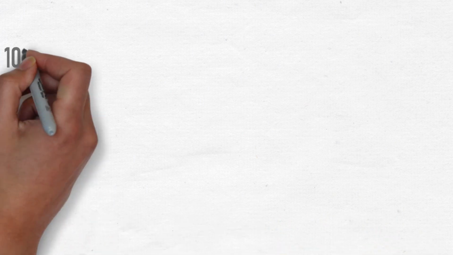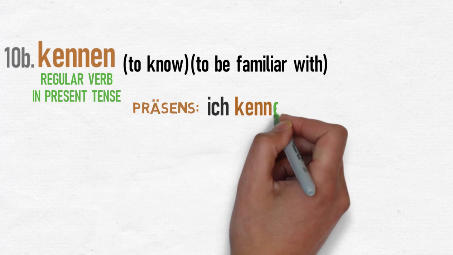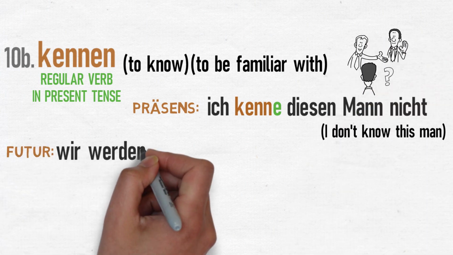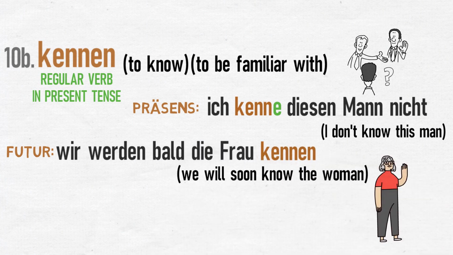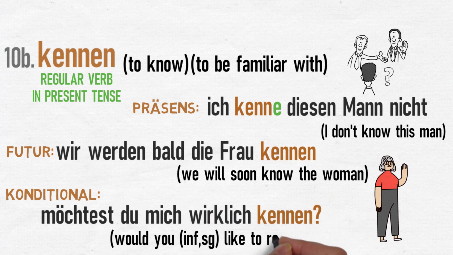The other version of to know is kennen, a regular verb which is used to show familiarity based on experience. For example, ich kenne diesen Mann nicht. I don't know this man. Wir werden bald die Frau kennen. We will soon know the woman. Möchtest du mich wirklich kennen? Would you like to really know me?